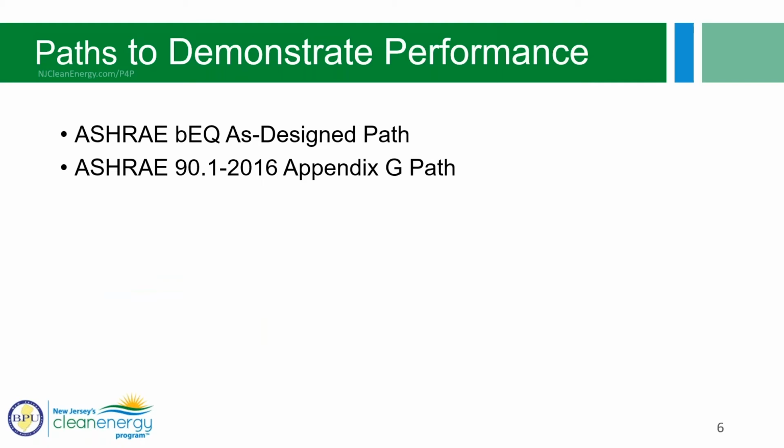Okay, so there are two paths to demonstrate above code performance for the P4P new construction program. We have the ASHRAE BEQ as designed path. And in this path, participants create a single model, and there's an EUI that the actual performance of the proposed design is compared to determine percent improvement above code. Then we have the ASHRAE 90.1 2016 Appendix G path. And on our next slide, I'll talk about how that path works at a high level.